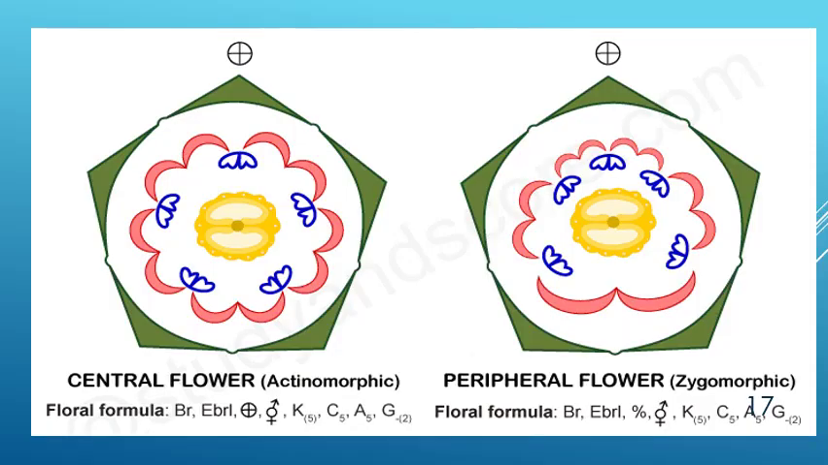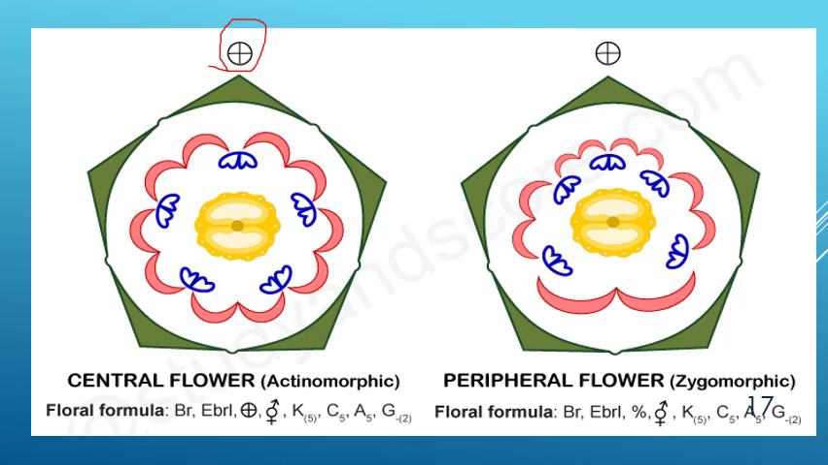Now here we discuss the floral diagram and formula of this family Apiaceae. As you know, in this family, the flower symmetry is of two types. The peripheral flower exhibits zygomorphic symmetry, and the central flower exhibits actinomorphic symmetry. So here this one indicates the main axis or mother axis.